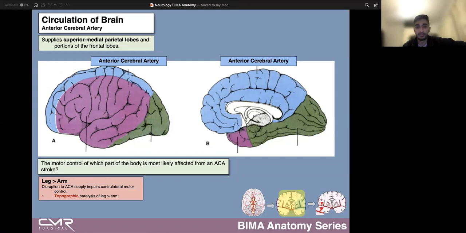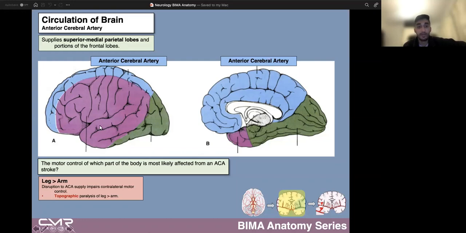The reason why this occurs is because, as mentioned earlier, the primary motor cortex, which is located in the precentral gyrus, is topographically organized. That means certain areas of the primary motor cortex correspond to a certain area of the body. Now, because it's the superior medial parietal lobe, the part of the primary motor cortex which innervates the leg is affected. And so you have your lower limbs being affected. You have paresis, paralysis and weakness of the lower limbs. And that can be shown within patients with strokes of the ACA.